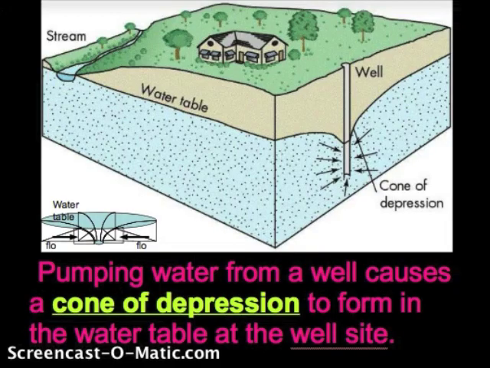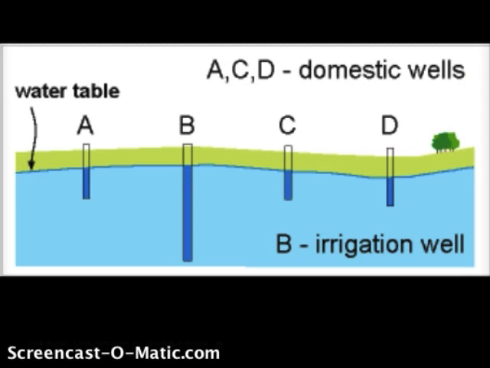Now, pumping water from a well causes a cone of depression to form in the water table at the well site. If you had wells A, B, C, and D here, and B was a high capacity irrigation well, you can see how much deeper it is. If it started pulling water out, there's a good chance that eventually wells A, C, and D, harder for D but definitely plausible for A and C, may run out of water because it would create a lower cone of depression.